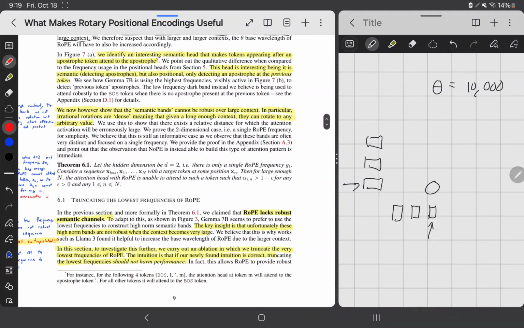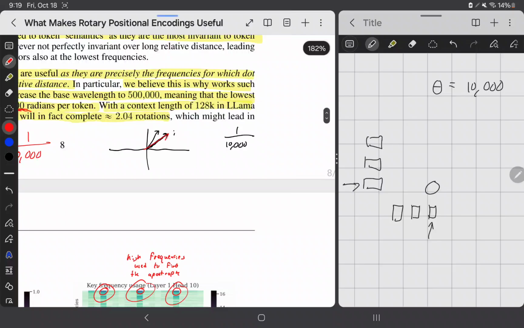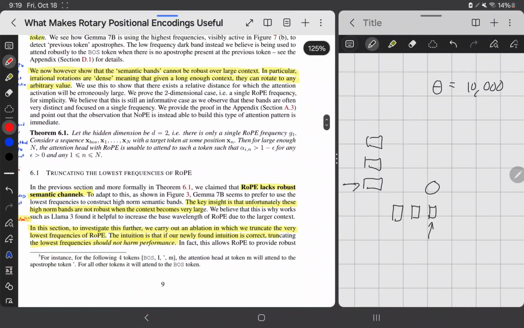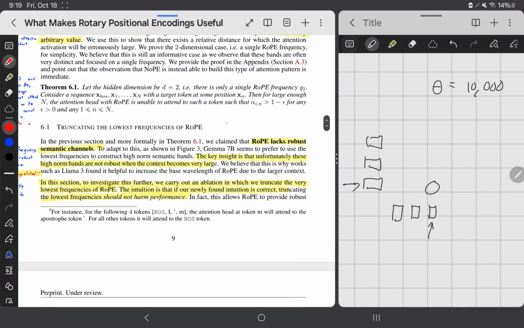And they say that after making these arguments, one idea is, since you run into these problems with these low frequency rotations, rotating after some amount of time, what if we just truncate those to 0? And then you don't run into this problem. So truncating the low frequencies of RoPE, basically all they do is they define this p-value. P is just some cutoff value, some percentage.